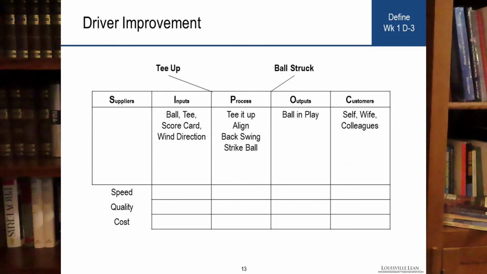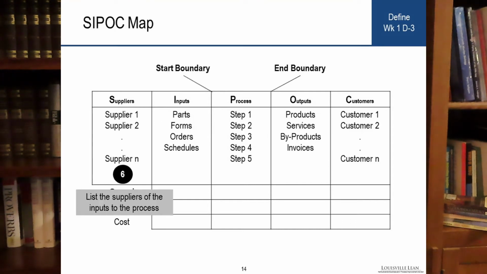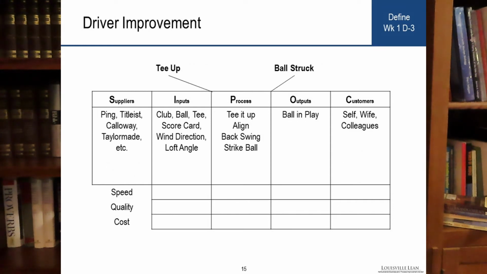For us, we need the ball, we need a tee, we need our scorecard to tell us how far the hole is, we need wind direction. Those types of things we need before we set our ball in flight. Next step is the suppliers, who's supplying the inputs that go into our process. And that, again, for us, that's going to be Ping. That's the driver. I'm not going to change drivers. A Titleist, Callaway, TaylorMade, etc.